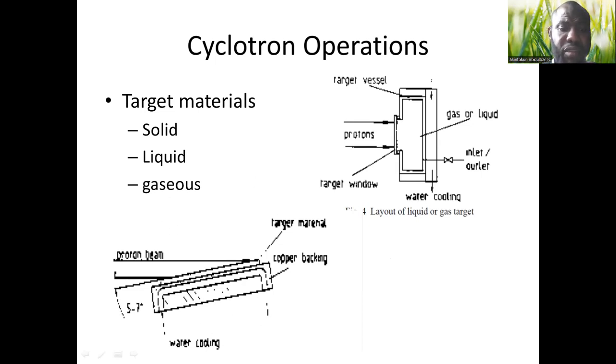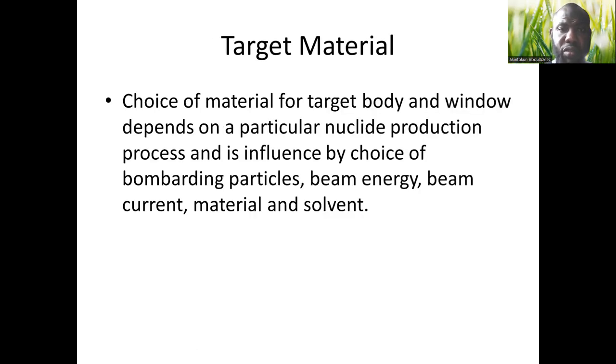So then we have another one, the solid target. The solid target is a bit different. It also needs cooling and it's normally placed slanted at 5 to 7 degrees. So the target has to achieve optimal yield. We have the target material and we have the copper backing, and this has to be removed after we process it. After the bombardment, we beam off and we have to take it for further processing and extraction.